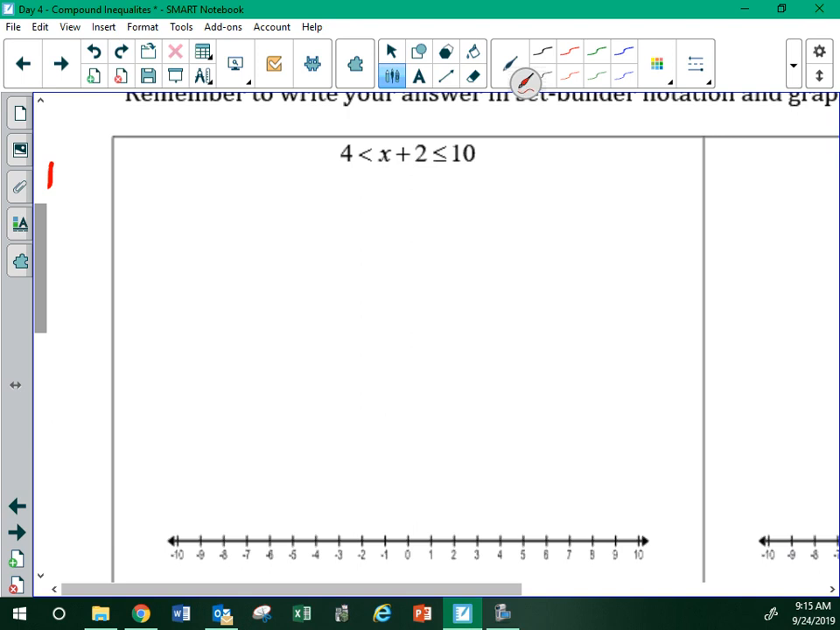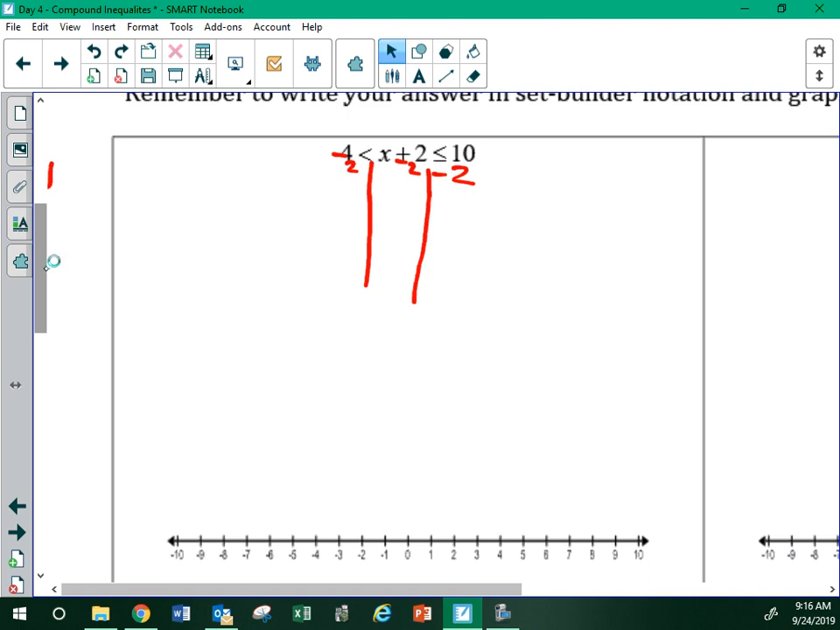Okay, so again, I need to get x by itself. What is the opposite of adding 2? Subtracting 2. So I have to subtract 2. But again, I have to do this to all 3 sides. So I'm going to go ahead and draw a line underneath to help me distinguish the 3 sides. Just like we did with the equations, I draw my line underneath. So I need to subtract 2 over here, subtract 2 over here. Let me orient this again for the 3rd time today.